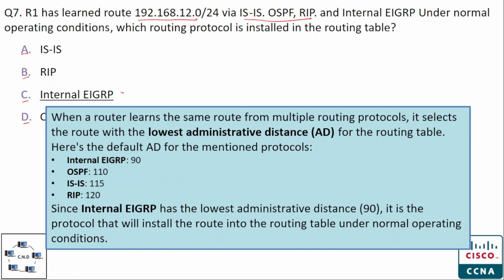And why will this routing protocol be selected? So this is the explanation. When a router learns the same route from multiple routing protocols, it selects the route with the lowest administrative distance for the routing table. Here's the default administrative distance for the mentioned protocols. For internal EIGRP, it is 90. For OSPF, it is 110. For IS-IS, it is 115. And for RIP, it is 120. Since internal EIGRP has the lowest administrative distance, it will be used for installing the route inside the routing table. So since internal EIGRP has the lowest administrative distance, it is the protocol that will install the route onto the routing table under normal operating conditions.